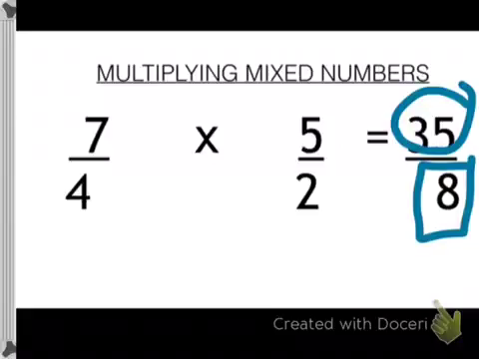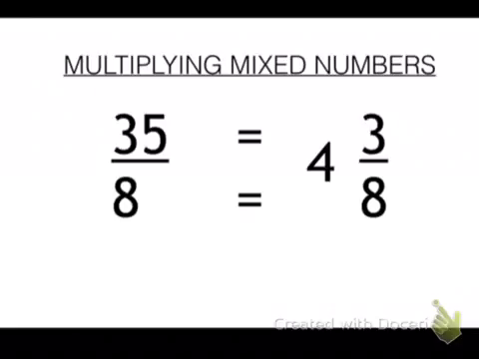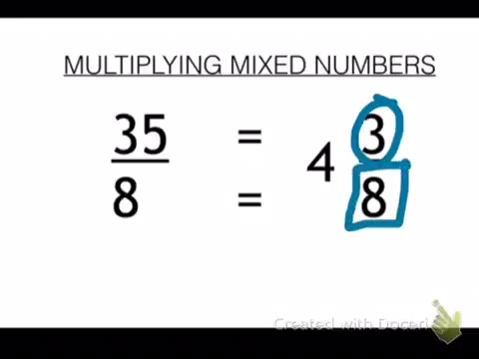Step 3, convert back to a mixed number. To do this, divide 35 by 8. 8 goes into 35 4 times, which is 32. So we have a remainder of 3. We would put that remainder over the original denominator, which is 8. So your final answer is 4 and 3/8.